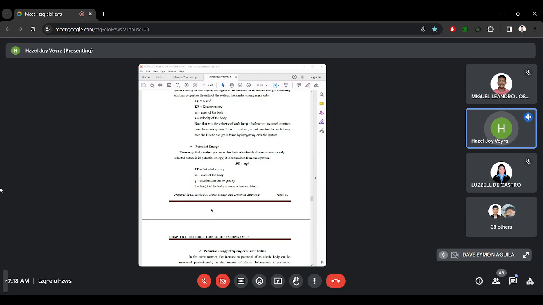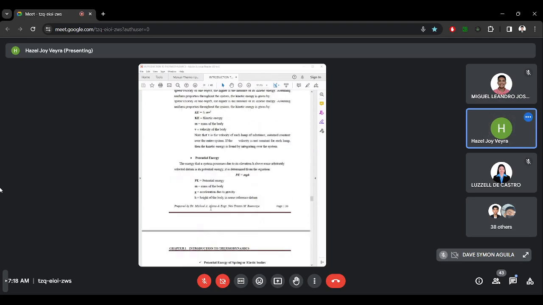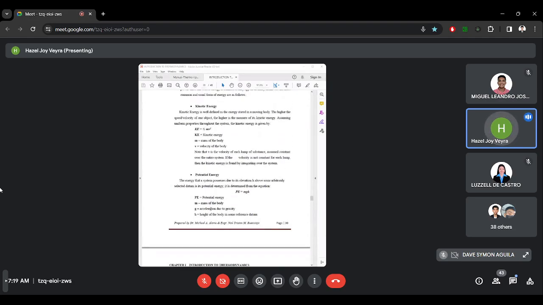So, when we say internal energy, that's denoted as capital U. However, when we talk about specific internal energy, that will be denoted by the small letter u. Okay? But before we proceed to the next form of energy, let's have a sample problem.